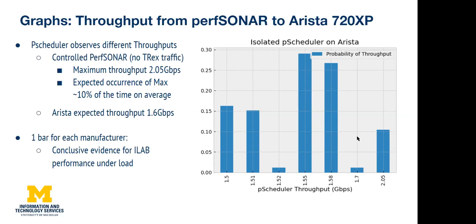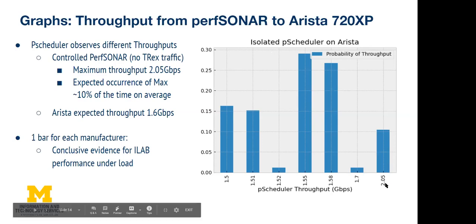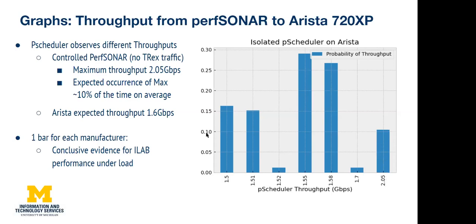And the way that you can read this graph is, for example, on the right-hand side of it, we have a 2.05 throughput, which was the maximum throughput measured. And since the y-axis is about 0.1, this is the probability of throughput. So we can say that for every 100 tests, we would expect 10 of them to have a throughput of 2.05. So we had expected that the throughput would be at what Arista said was the maximum, about 2 gigabits per second. But given these test data, we were seeing in a realistic environment that the expected throughput was more closely 1.6 gigabits per second.